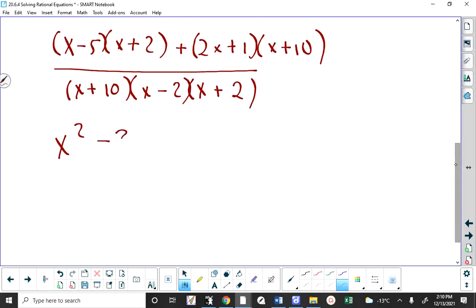x squared minus 3x minus 10. I'm doing first, outer, inner, last, and my outer is 2x and my inner is negative 5x. That gives me negative 3x. Then I have plus, I guess this would be 2x squared plus 21x plus 10. Check that foiling for me. I think it's fine. Seeing some nods.